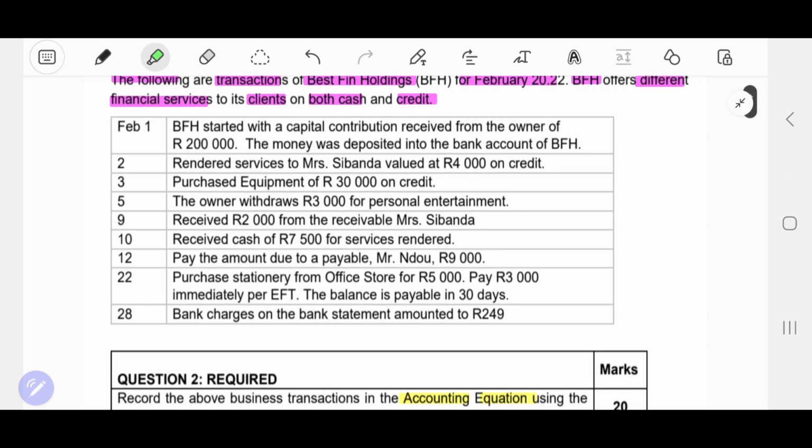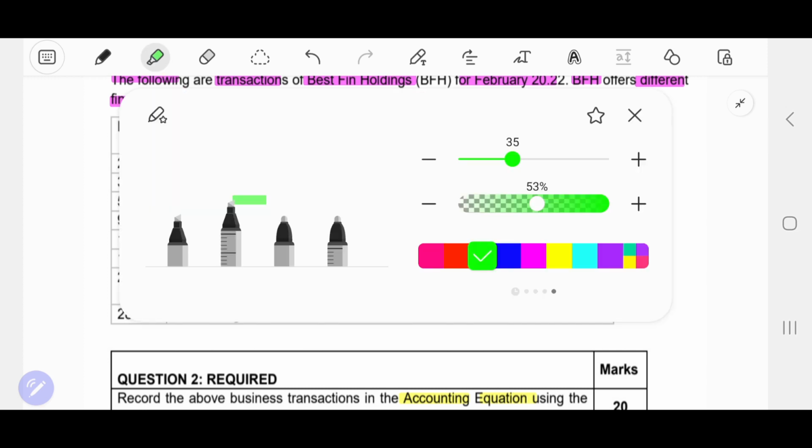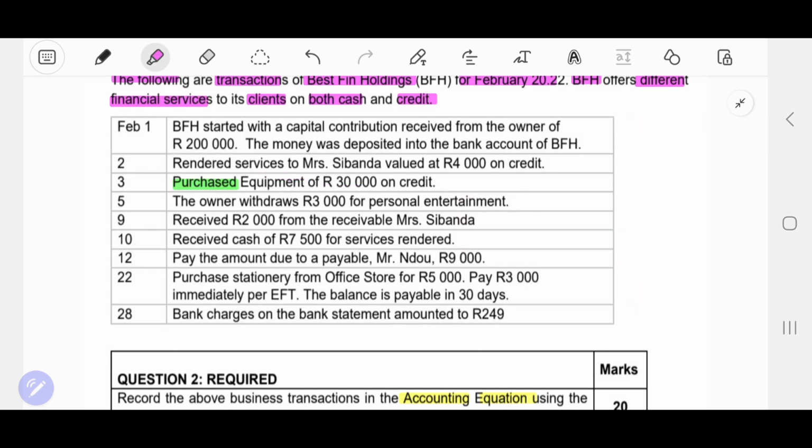Okay, next, purchased. To purchase is to buy. So what are we buying? We are buying an asset called equipment. So this is the account that we need to work with. How are we buying this asset? We are buying this asset on credit.